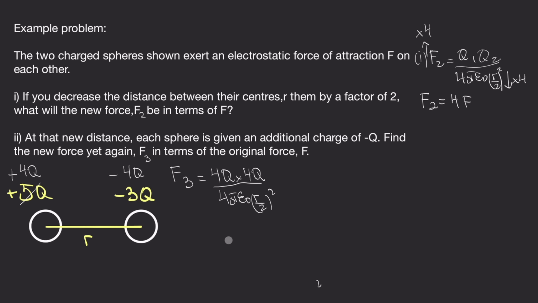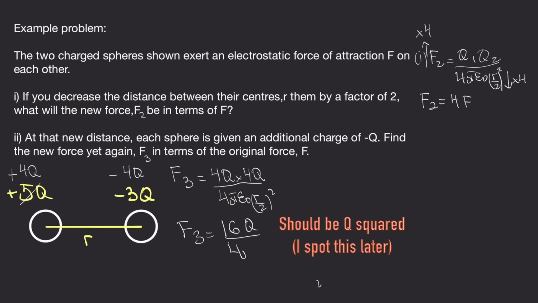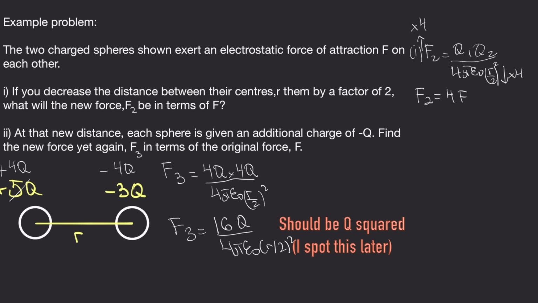So F3, we're getting somewhere, we have an expression for it, is going to be 16q squared over 4 pi epsilon naught (r over 2) squared. Okay, so how does that compare with the original force F? But we also know that F2 was, let's do that in a different color, actually before equal to 5q times by 3q over 4 pi epsilon naught (r over 2) squared, and this was equal to 4 times the original force.